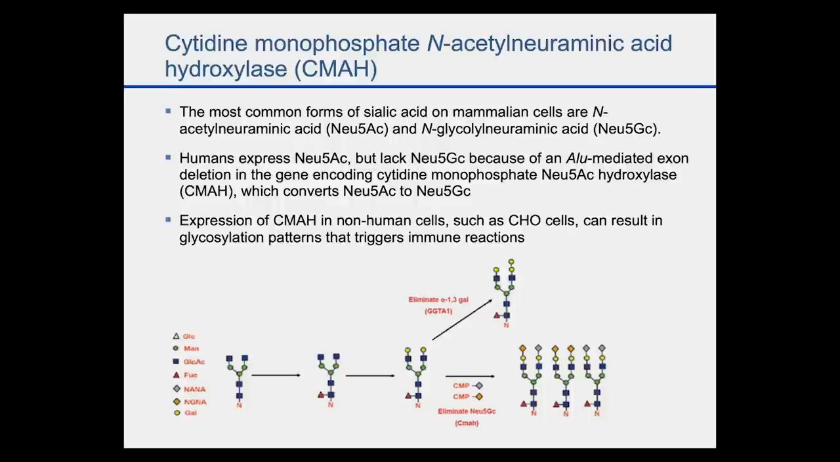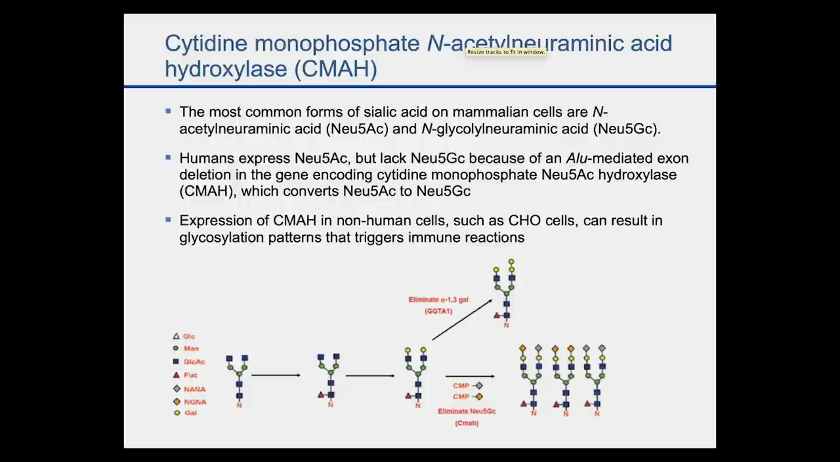One I wanted to just briefly mention is cytidine monophosphate N-acetylneuraminic acid hydroxylase, or CMAH. I want to talk about this one because there might be some other speakers that will be talking about it today. This encodes the most common form of sialic acid on mammalian cells. The most common forms of sialic acid on mammalian cells are N-acetylneuraminic acid and N-glycolylneuraminic acid, or Neu5Gc. So humans express Neu5Ac but lack Neu5Gc because of an Alu-mediated exon deletion in the gene encoding cytidine monophosphate Neu5Ac hydroxylase, which performs the conversion.